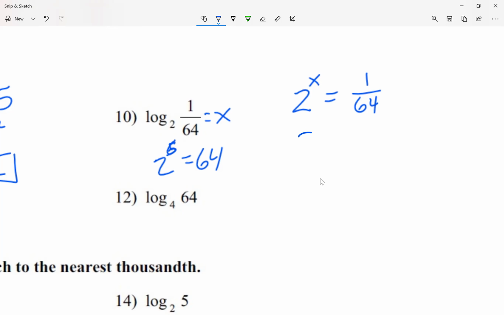So I have that 2 to the X is equal to 2 to the something. Let's think about this. I know 2 to the positive 6 is equal to 64. So can I just say 2 to the negative 6 is equal to 1 over 64? Remember, the negative exponent basically flips the answer. Nice. So this one I'm going to say X is equal to negative 6.